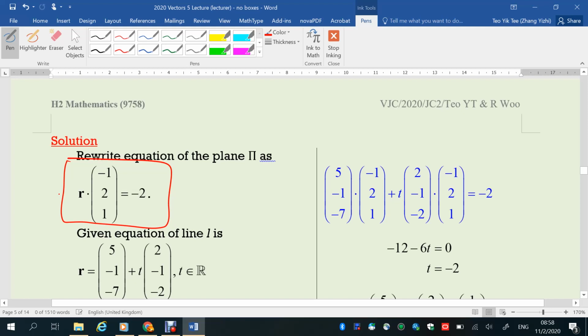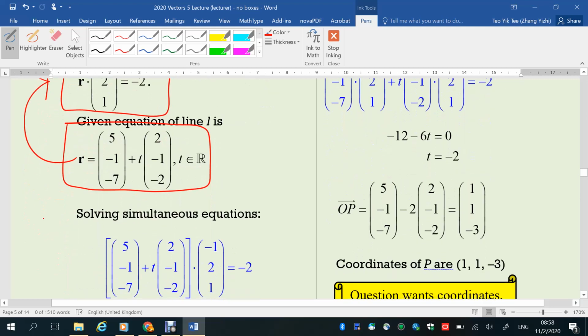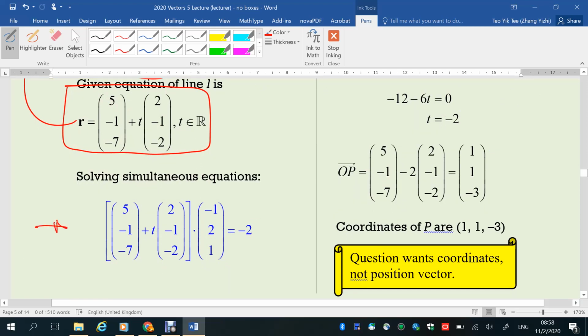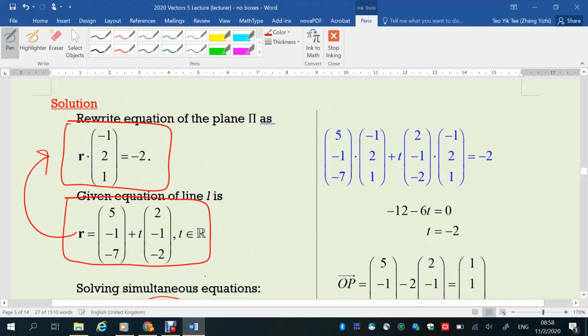Now you see the r appearing. You also have an r in your equation of the line. This time round, you can equate. Substitute this r into this r. That's what we call equating the two items together. So once you put them together, this is what happens. And of course, your chapter 2 skills come in. How to do your dot product. Activate your dot product here and here, and then you end up with something like this.